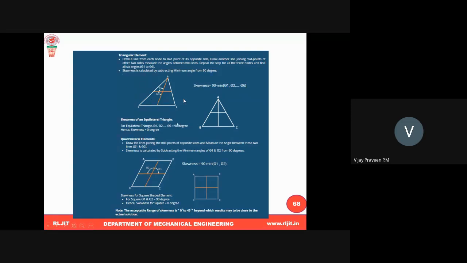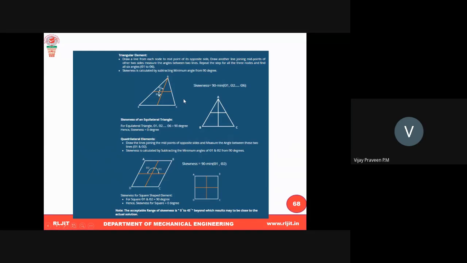Let me see. This is the ideal element, but this is not an ideal element. When you reduce the size, what happens? It tilts to some angle. As you reduce the size of the element, it tilts to some angle, and that is the angle we are going to calculate here. This is theta 1 and up to here it is theta 2. Therefore, the skewness is calculated as 90 minus the minimum of these, whichever is minimum, that you have to take.